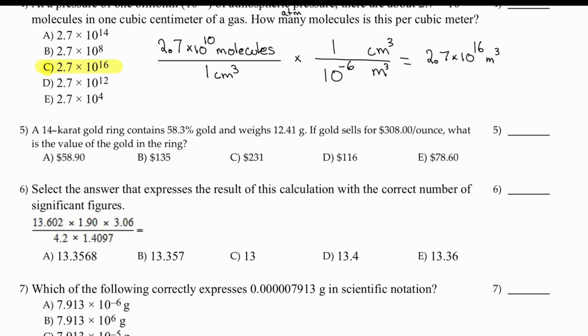Let's keep rolling. A 14-karat gold ring contains 58.3% gold and weighs 12.41 grams. If gold sells for $308.0 per ounce, what is the value of the gold in the ring?